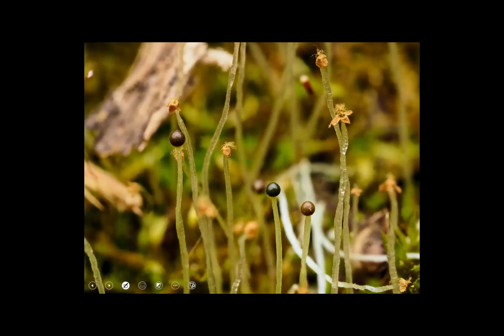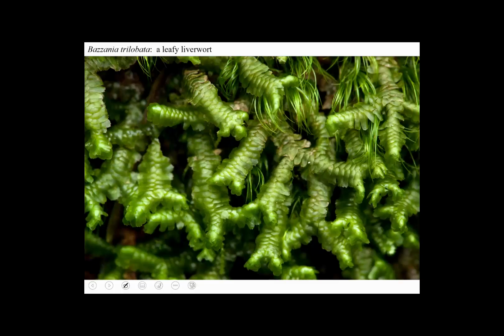Here are some pictures of the liverwort sporophytes, some of which, like this one for example, has burst open to release its spores. It's got these little frilly things mixed in with it, which are these cells called elaters that go kind of like a spring with changes in humidity and help disperse the spores.